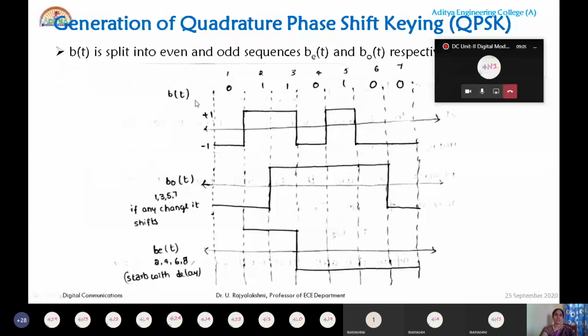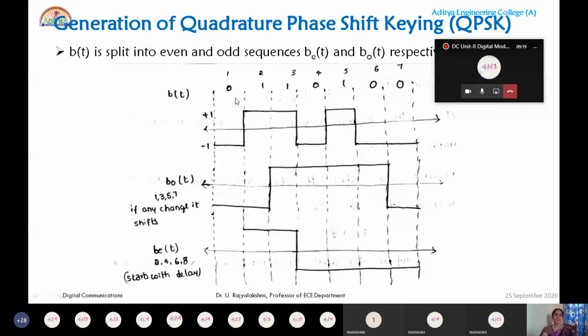Already I told you the magnitude of the even sequence will change only at even intervals, that is 2, 4, 6, 8, 10, 12 like that. And our odd sequence will change its magnitude only at odd intervals.